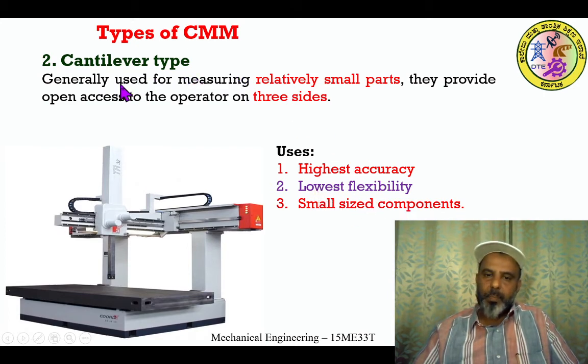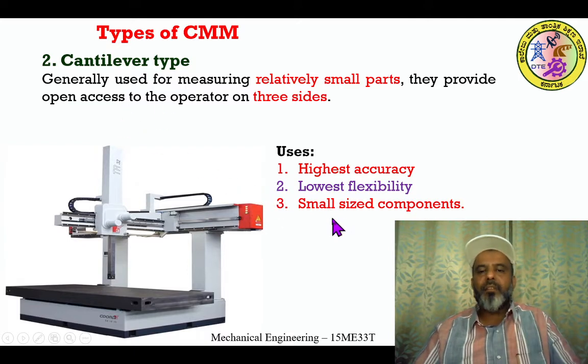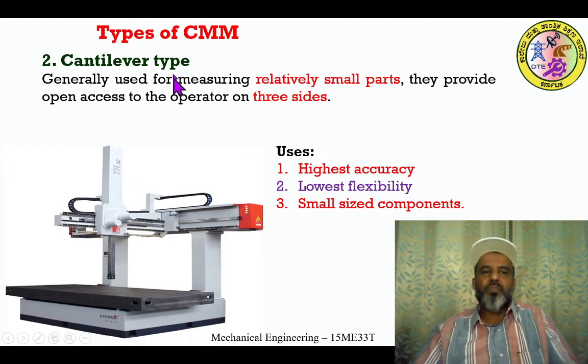When we compare, the bridge type is employed for the medium sized and cantilever is employed for the small sized. And among the 5 different types of CMMs, this cantilever has the highest accuracy.